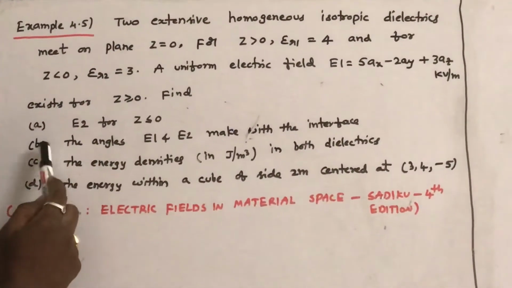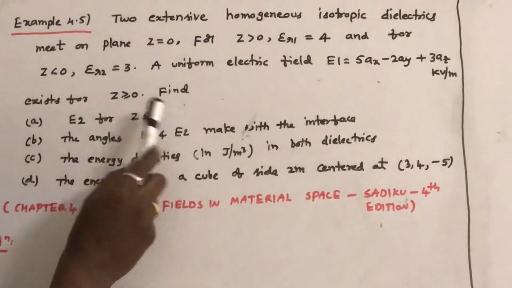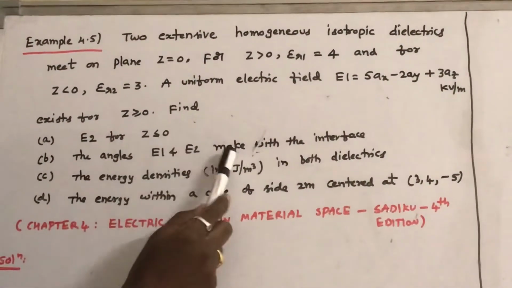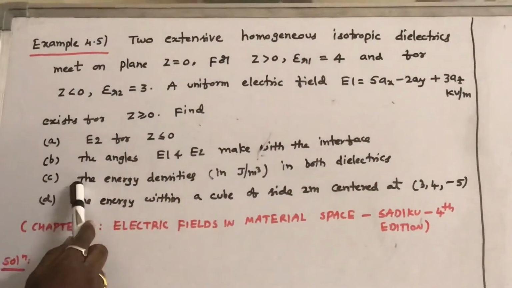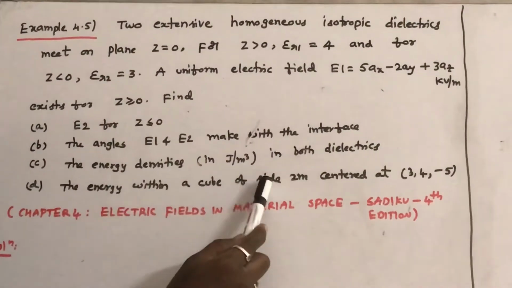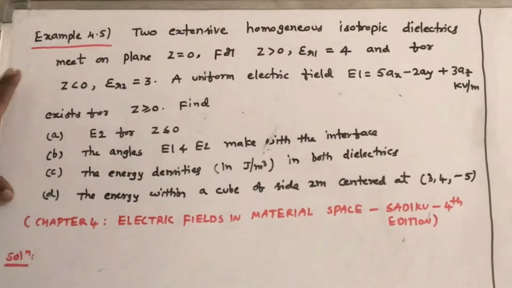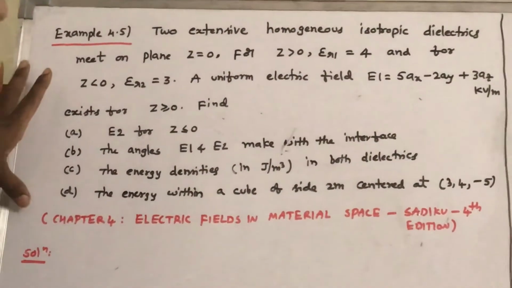There are 4 questions: A, B, C, D. Find E2 for the z less than 0 region. The angles E1 and E2 make with the interface. The energy densities in both dielectrics. The energy within the cube of side 2 meters, centered at (3, 4, -5). So this is a very simple problem. Let us see how to solve it.